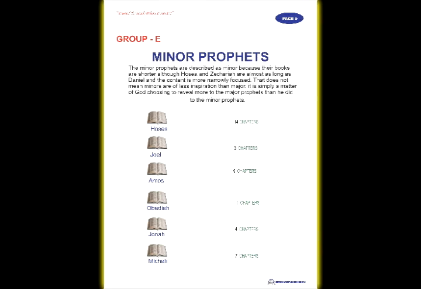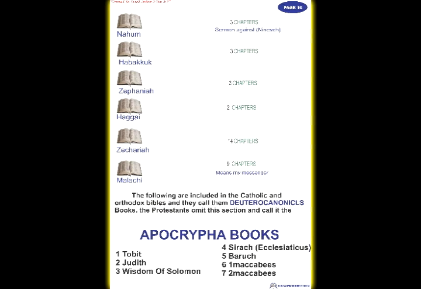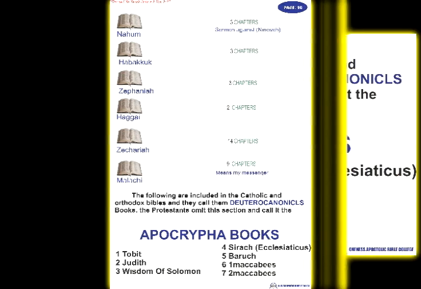The top one is Hosea, who has 14 chapters. Joel 3 chapters. Amos 9 chapters. Obadiah has 1 chapter. Jonah has 4 chapters. Micah has 7 chapters. Nahum has 3 chapters. Habakkuk has 3 chapters. Zephaniah has 3 chapters. Haggai has 2 chapters. Zechariah has 14 chapters, and Malachi has 9 chapters. So that's the end of the Old Testament books.